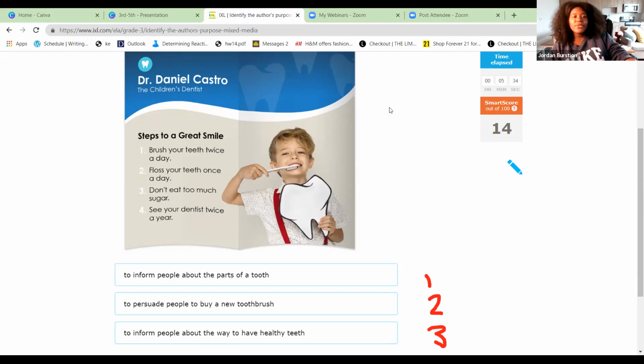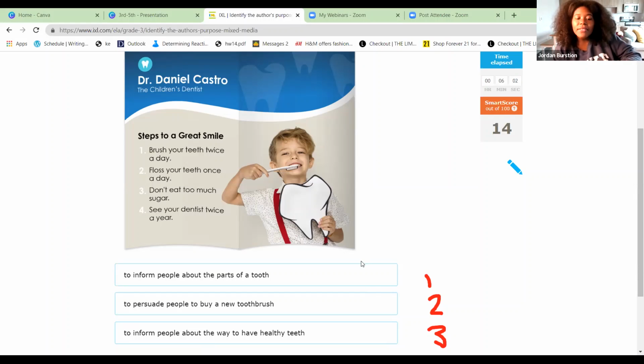So this brochure is for Dr. Daniel Castro, the children's dentist, and he's listing out 4 steps to get a great smile. Brush your teeth twice a day, floss your teeth once a day, don't eat too much sugar, and see your dentist twice a day. And both of you picked 3, the third option, to inform people about the way to have healthy teeth. Perfect, perfect.